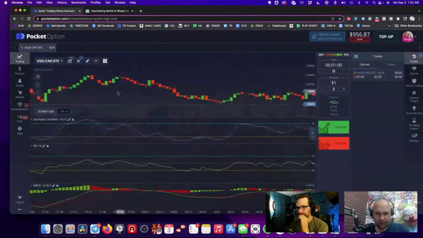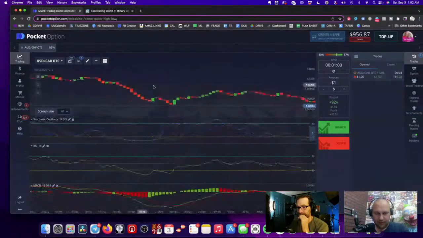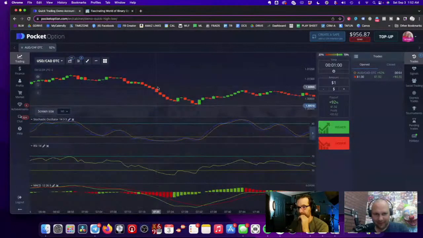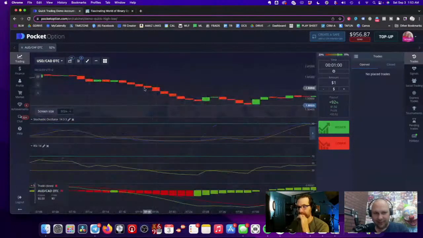Way back here. Now look at the RSI in the middle of that line. Look at the RSI. It touches and shows no sign of stopping. Well, yeah, and you see 1, 2, 3, 4, 5, 6 wins.